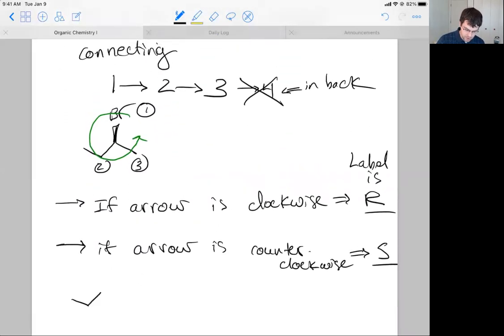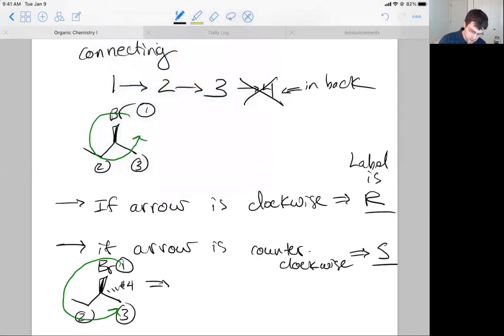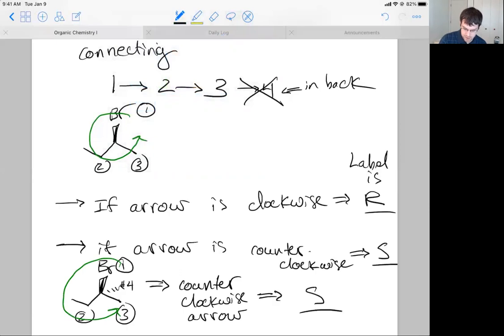So with this particular arrangement, having prioritized the groups 1 to 2 to 3, and I always like to focus on the elements that are directly attached. Number 4 is in back. We connect 1 to 2 to 3. That arrow is moving counterclockwise. If it's a counterclockwise arrow, then we label this as S. So the stereocenter here is S, and that's sort of, I guess, the answer.